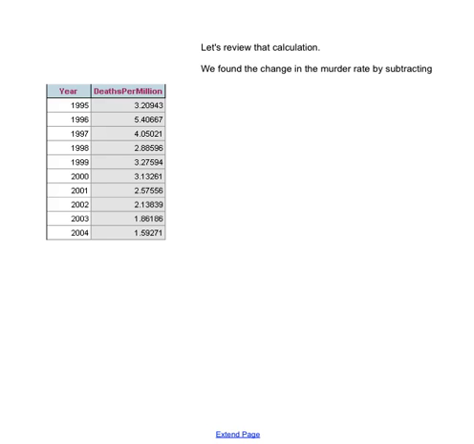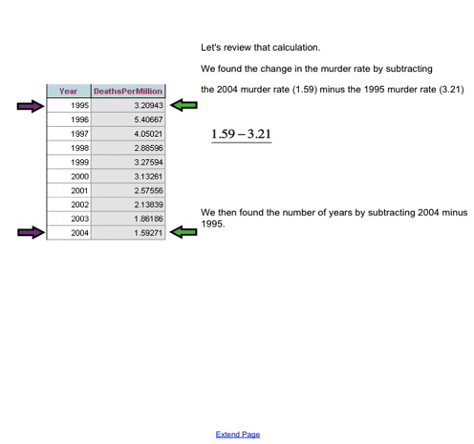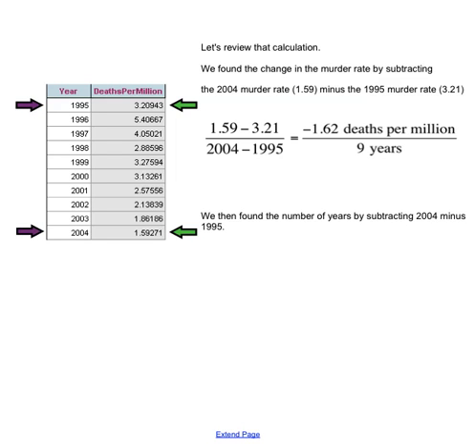Let's review that calculation. We found the change in the murder rate by subtracting the 2004 murder rate, which was 1.59, minus the 1995 murder rate, which is 3.21. That goes in the numerator of our rate. Then we found the number of years by subtracting 2004 minus 1995. That goes in the denominator of our rate. Then we divide. That comes out again to negative 1.62 deaths per million in 9 years, about negative 0.18 deaths per million per year.